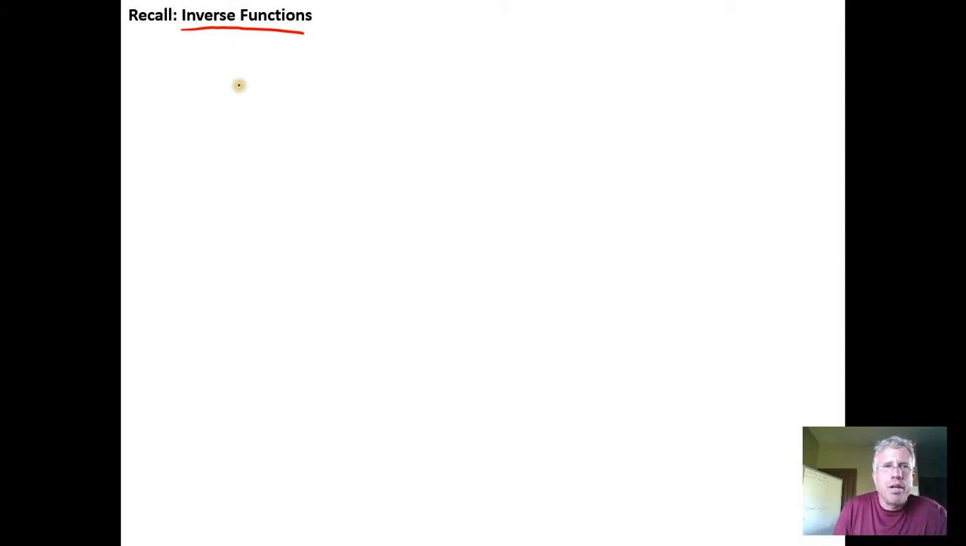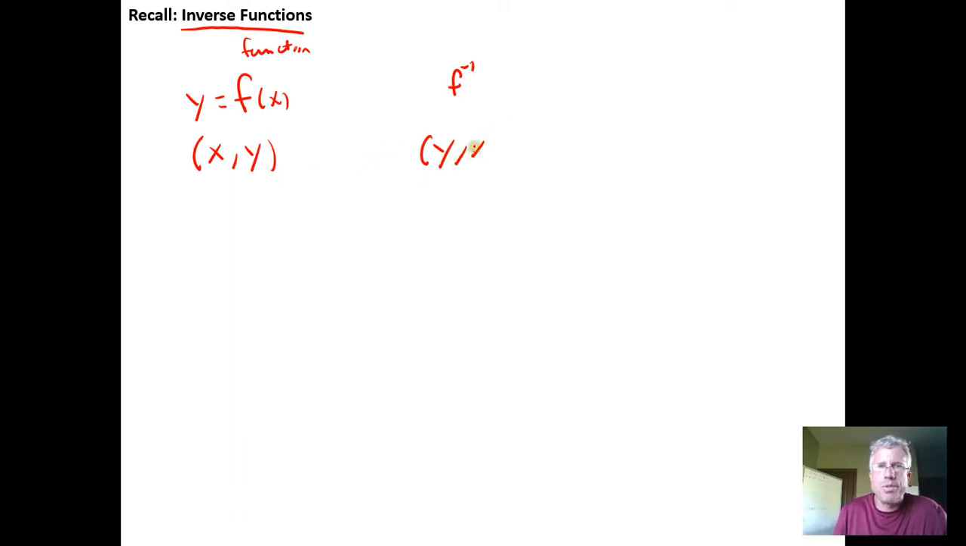So if we have a function f of x, where y equals f of x, this is a function where we input x and the output is y. So the inverse function, if it exists, the inverse function f inverse, is a function that inputs the y value and outputs the x value. So the inputs become outputs and the outputs become inputs. So we get a function x equals f inverse of y, where the inputs are the y values.